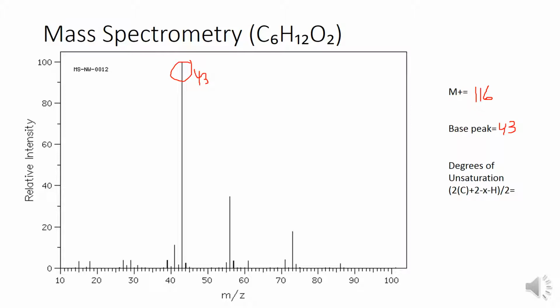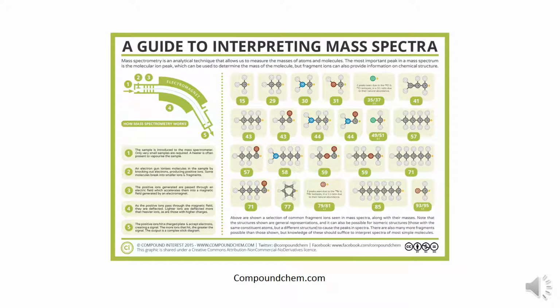The degrees of unsaturation can be calculated with the formula here. Using our formula, we get a degree of unsaturation of 1. This means we either have one ring or one double bond in an alkane. This is all we can learn from mass spectrometry. If any further help is needed, it can be found on this helpful graph from Compound Chem.